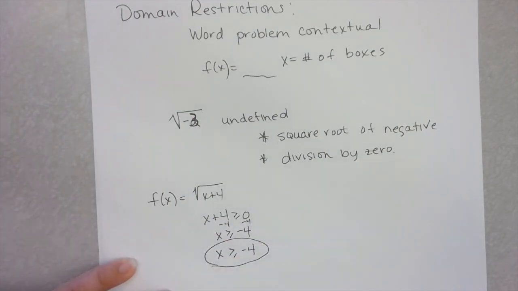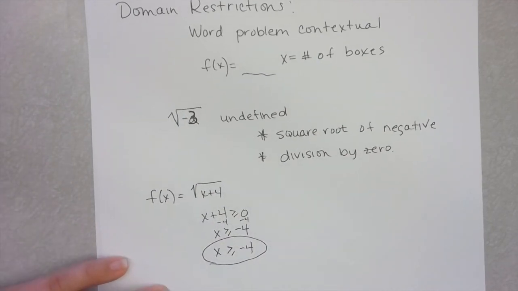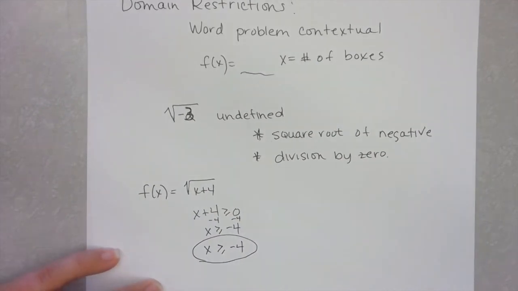That's my domain restriction. So I'm allowed to use any number to put in here as long as it's greater than or equal to negative 4. So anytime I see an even root, I pluck what's underneath the radical out and I set it greater than or equal to 0. I solve that. That's my domain restriction.